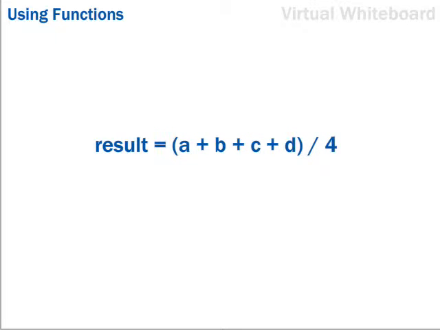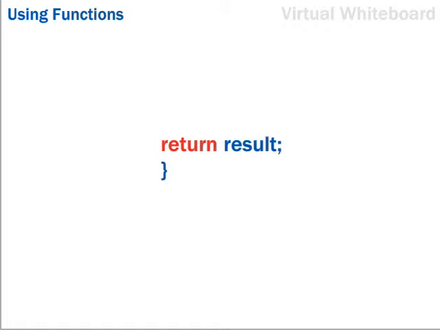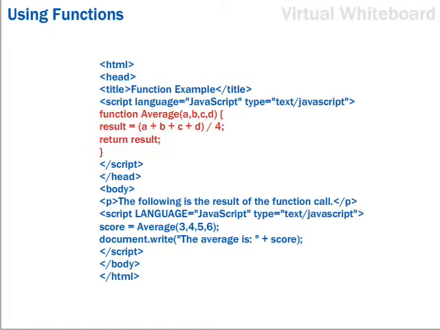In this case, the parentheses are necessary to tell JavaScript to perform the addition before the division. To send this result back to the script that called the function, you use the return keyword. Here is the last part of the function. This list shows the complete average function in an HTML document.